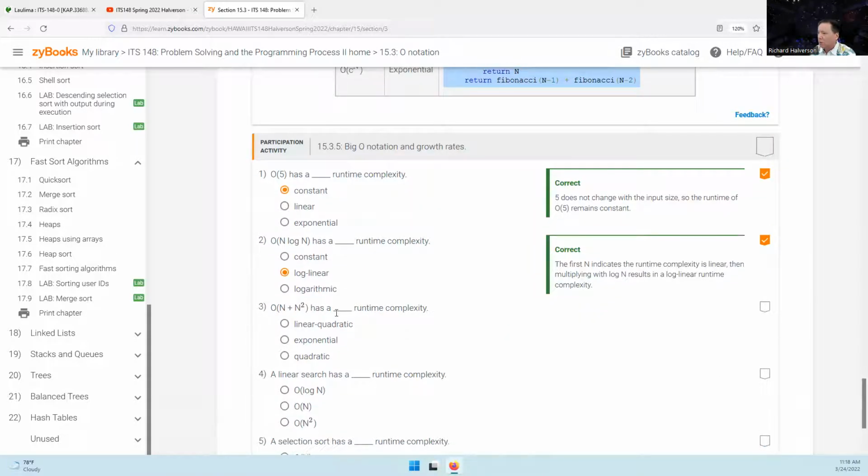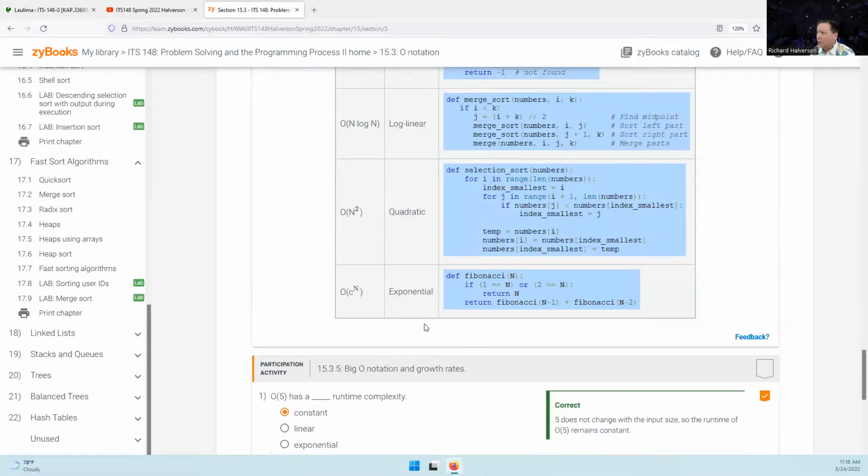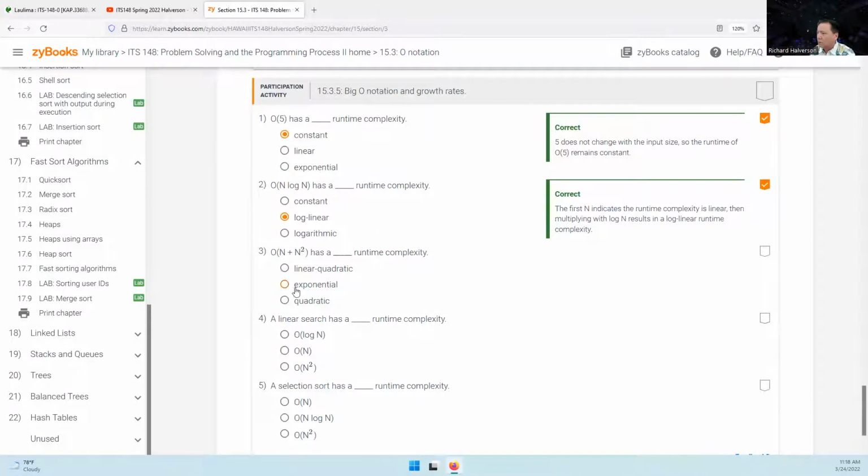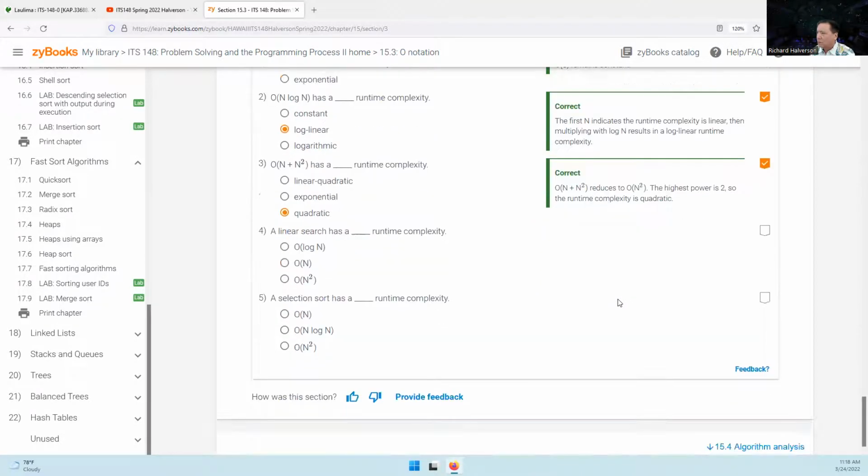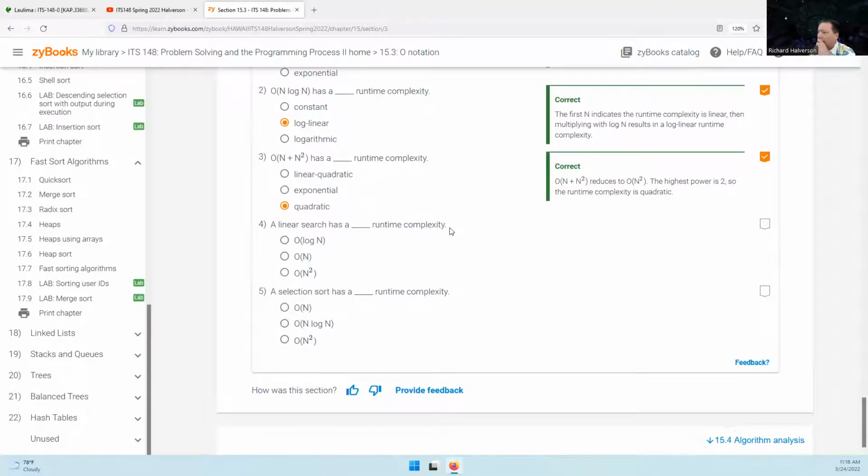Interesting. So this would be n squared. Is there such a thing as linear quadratic? I think it's just quadratic. All right, I'm going to say quadratic. Okay. There's no such thing as linear quadratic, I guess.